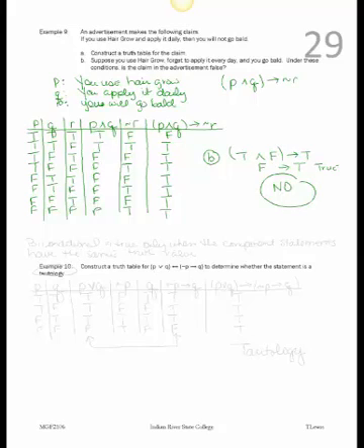Example 10. It says construct a truth table for P or Q, if and only if, not P. If not P, then Q, to determine whether the statement is a tautology. Okay? So just as a reminder, a biconditional is true only when the component statements have the same truth value, meaning both P and Q can be true, it makes it true, both P and Q can be false, and it makes it true. So here we go.